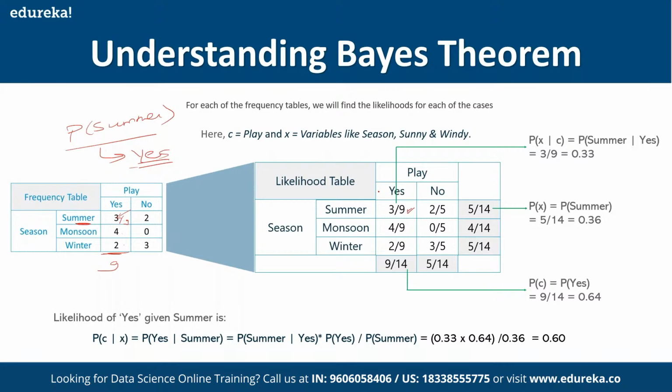So this gives us the probability of us playing football, given it is summer. All of you please concentrate on this term. What is the condition here? The condition is summer, and I am asking how much is the probability that, given it is summer, I will play football? That is 0.33. Similarly, the probability of me playing football when it is monsoon will be 4 divided by 9. Winter, 2 divided by 9.